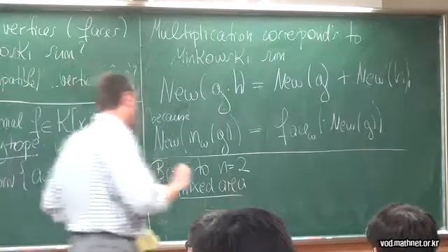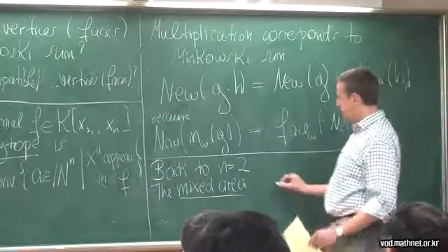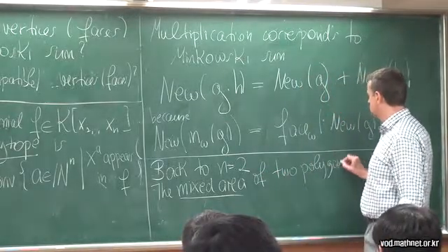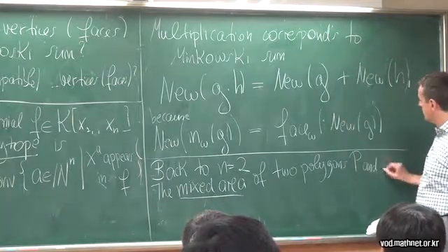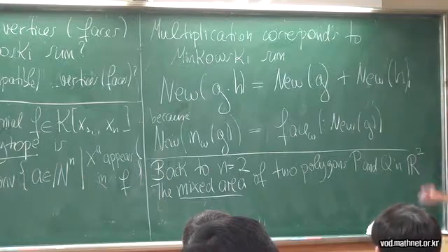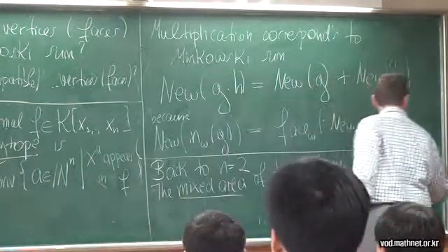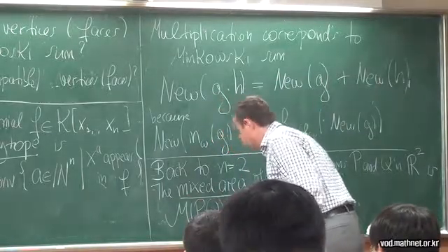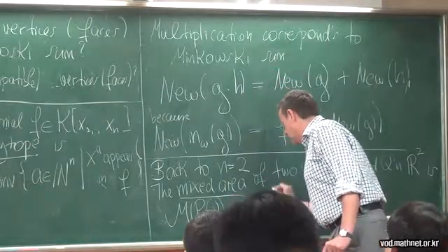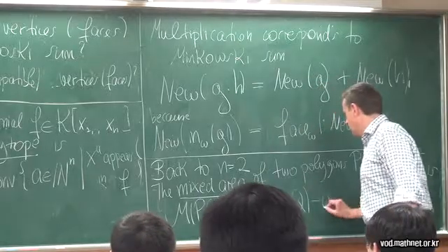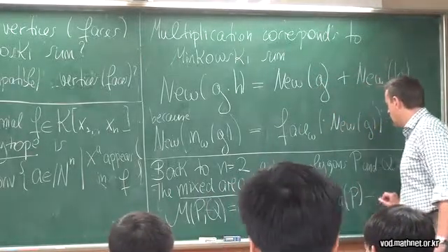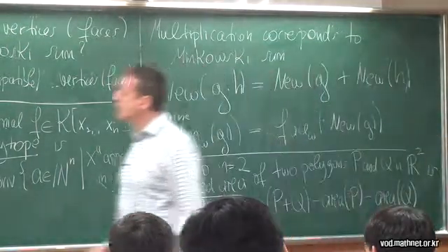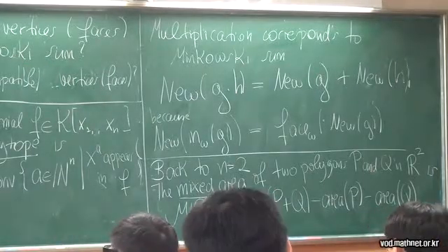Okay, let me define the mixed area. So the mixed area of two polytopes, of two polygons P and Q in the plane, is the following quantity. Note that M, for mixed area of P and Q, is the usual Euclidean area of the sum minus the area of P minus the area of Q. So it's the area of the sum minus the sum of the areas.